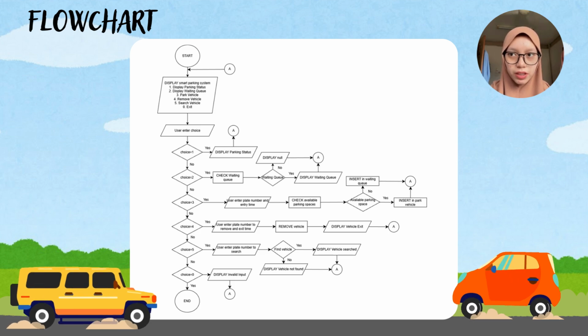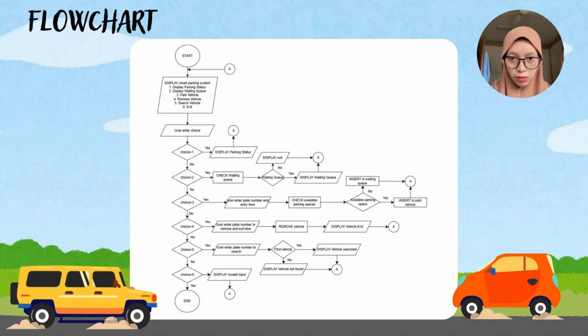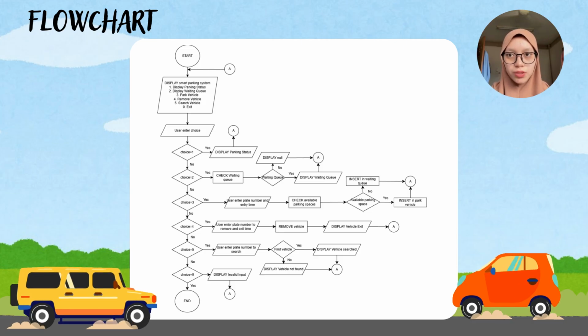For option 5, the user enters the vehicle plate number to search. The system searches for the vehicle in both the parking area and the waiting queue. If the vehicle is found, the vehicle details are displayed. If the vehicle is not found, an appropriate message is shown. If the user selects option 0, the system displays a message and terminates the program. Any input other than the valid options will result in an invalid input message. The system continues to run until the user chooses to exit.